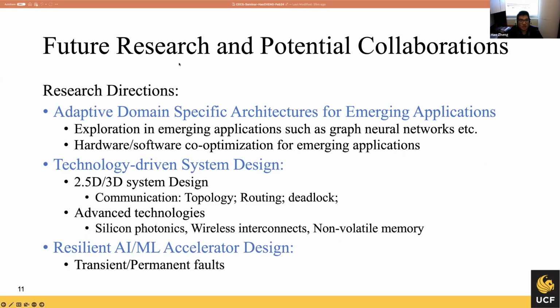So let me conclude my talk with a couple of future research directions. The first one is adaptive domain-specific architecture for emerging applications. I will continue my exploration in such areas. In the meantime, I'm also interested in exploring the hardware-software optimization for emerging applications such as general graph applications and vision transformers or other types of applications.